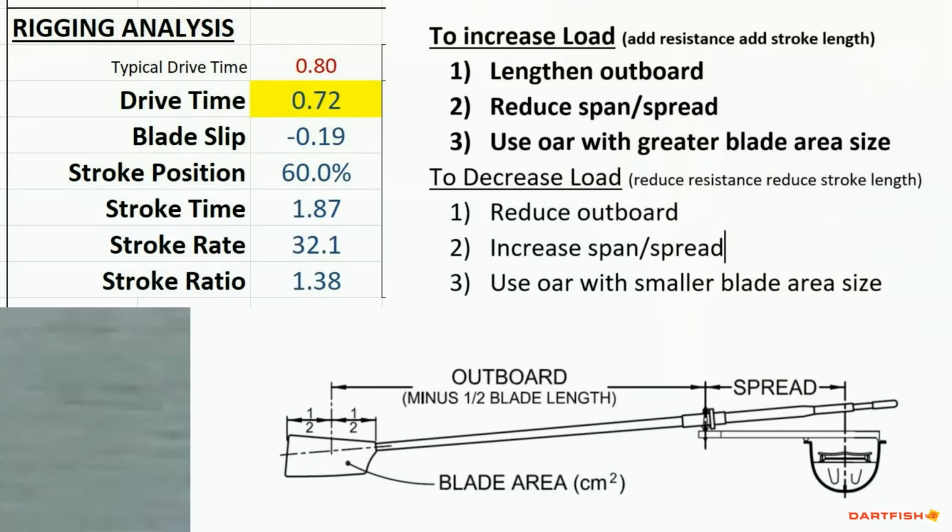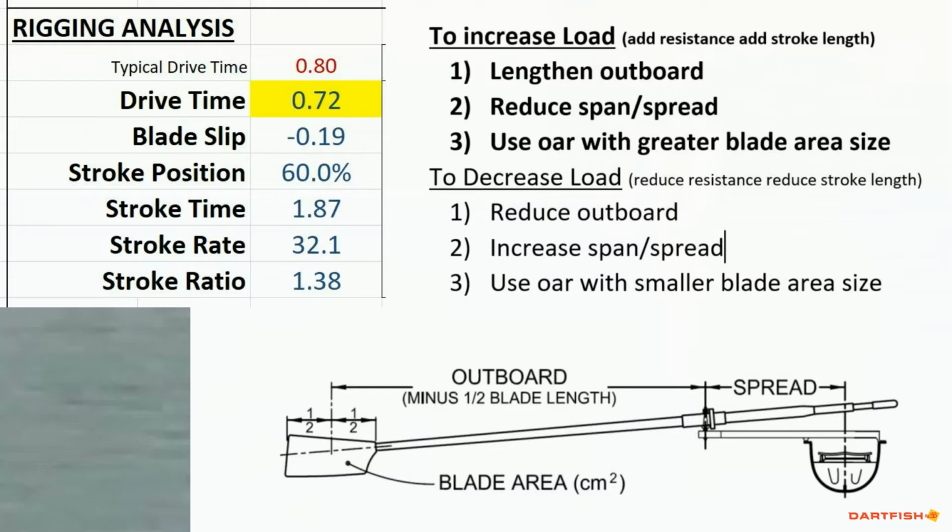Here is where we start to discuss the adjustments that need to be made. Drive times substantially lower than typical, for example, a drive time here of 0.72 seconds, would suggest an increase in the rigging load is required. Increasing the load would include lengthening the outboard, reducing the span or spread, or using an oar with a greater blade area size. What you change depends on the crew.